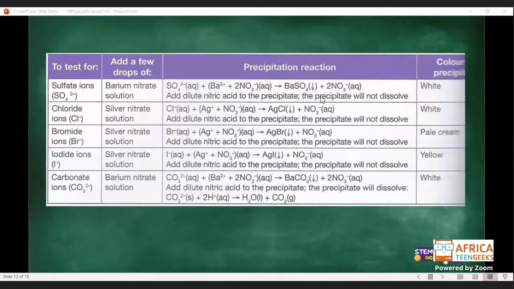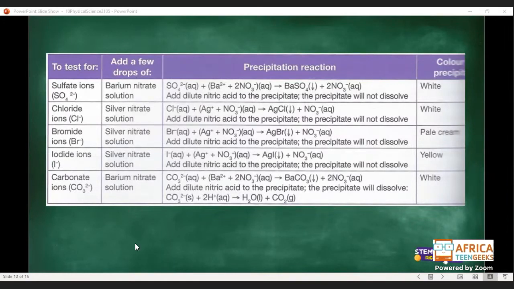I get a precipitate. And if I add dilute nitric acid, it's just a double check. You don't actually have to do that. If I add dilute nitric acid, I still have the precipitate. Okay.